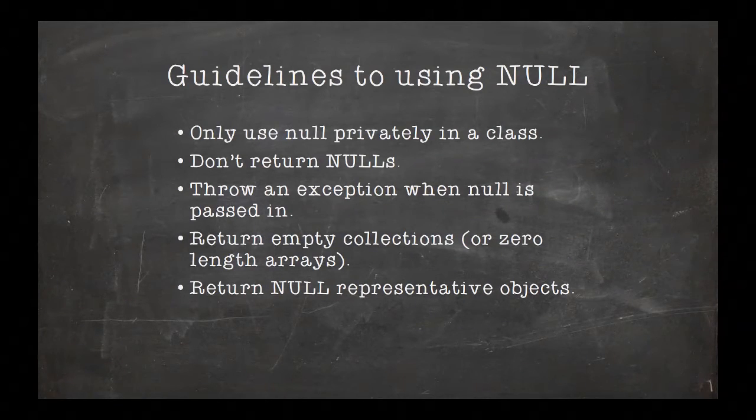Returning null representative objects. If I want an object that returns something, but if that object isn't there it means unset, then you return a null representative. That means that the methods are still applicable to the object. If I return null instead of an object and I try to call a method on a null, I'm going to get an error. If I call a method on a null representative object, it's going to have defined behavior. So that means we have defined behavior on an object as opposed to undefined behavior.